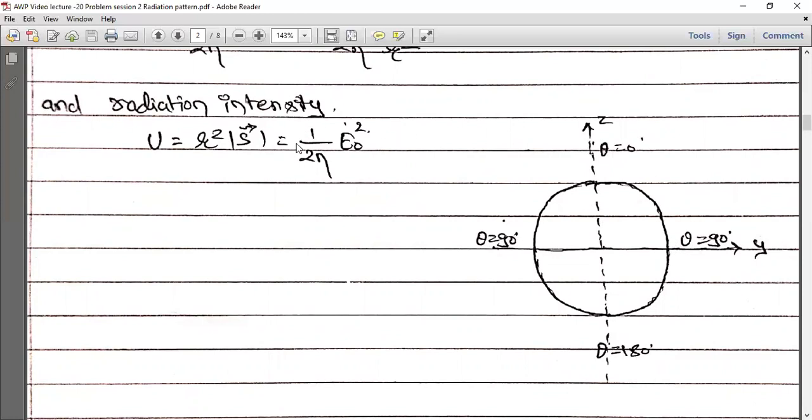And you find from this expression that as you vary theta from 0 to 180, there will be no variation in the magnitude of radiation intensity, and correspondingly what you get is a circular radiation pattern along the YZ plane.